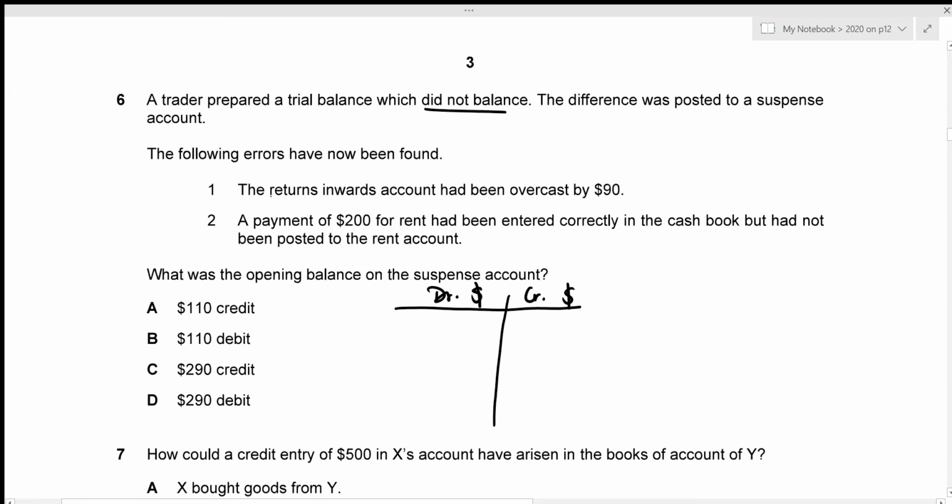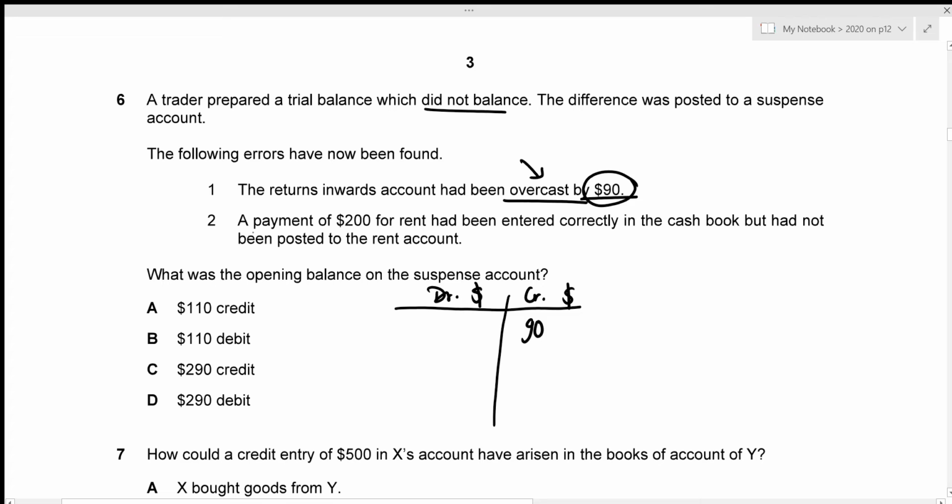Alright, so the very first one is the return inwards account had been overcast by 90. So remember that in our trial balance, return inwards represents the sales returns, right? So if sales is recorded on the credit side, then sales returns or return inwards should definitely be recorded on the debit side. But it had been overcast, right? It had a higher value than it required, so it should be subtracted. And whenever we need to subtract a value and correct it in the trial balance, we just need to post that value on the opposite side. So if the return inwards would have been recorded on the debit side correctly, in order to correct this overcast, we just need to record this amount of 90 on the opposite side, which would be the credit side. So that's 90 on the credit side.